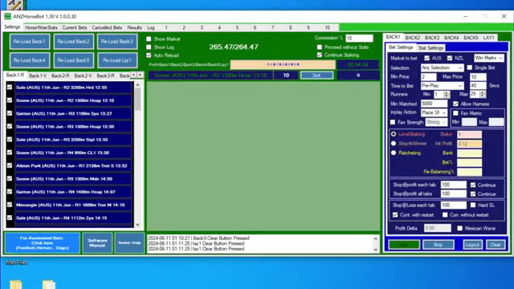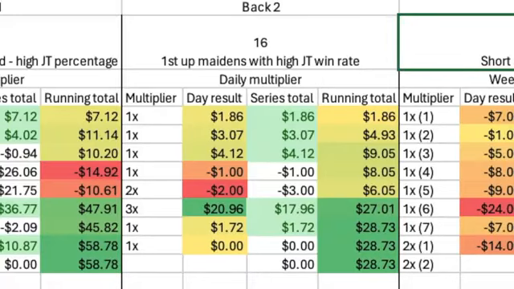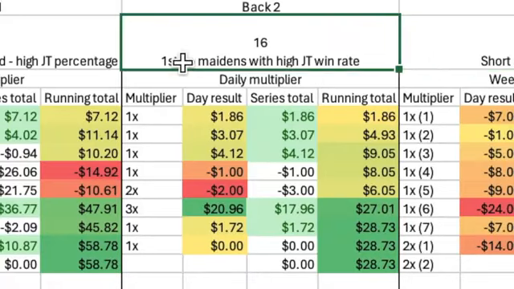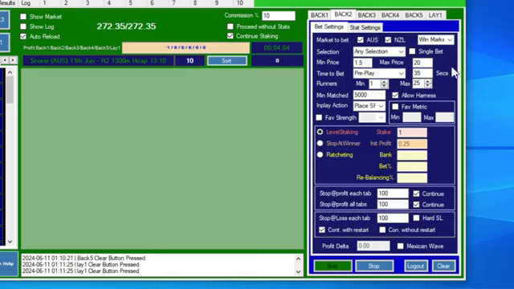I should quickly show you, I did show you briefly the settings I have for back 1. Back 2, which is my, what do I call that one? That's the first up maidens, I think. Spreadsheets are disappearing on me here. Here we go. First up maidens with a high jockey trainer win rate. So I've got that set to anything between $1.50 and $20. It's Australia, New Zealand, and harness racing. I do have some of these set to not include harness racing, but this one does include harness racing.